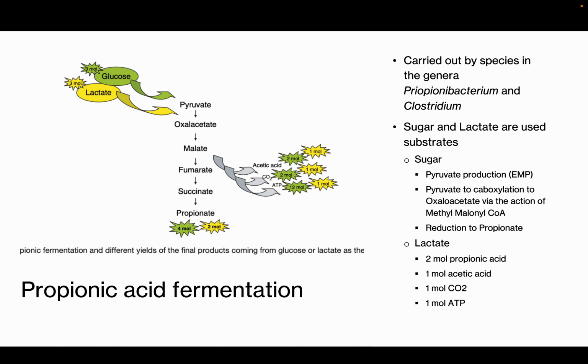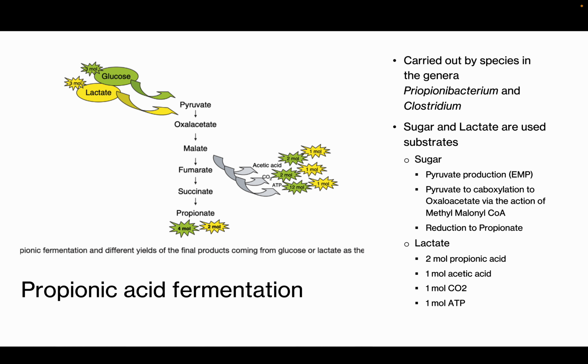If it's a hexose, 3 moles of hexose or sugar, pyruvate production is via the EMP pathway. Pyruvate carboxylation to oxaloacetate is carried out via the presence of methylmalonyl coenzyme A, and there is reduction to propionate. Okay, 4 moles. If lactate is used as a substrate, instead of 4 moles of propionate or propionic acid, only 2 moles are produced.